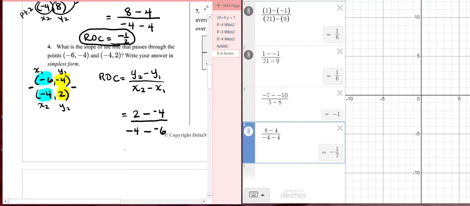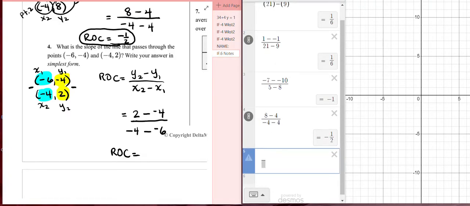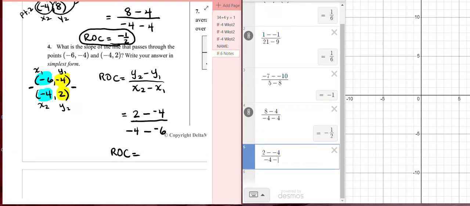And putting this into the calculator. All right, let's see, the fraction bar, and it's 2 minus a negative 4 over negative 4 minus a negative 6. So we get a 3. So the rate of change is 3.